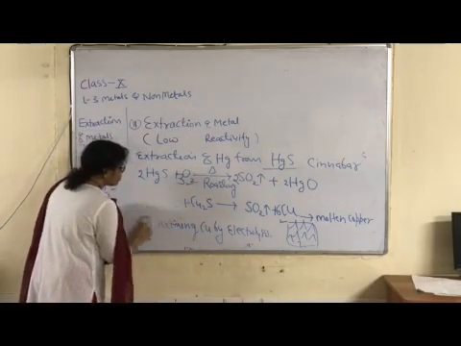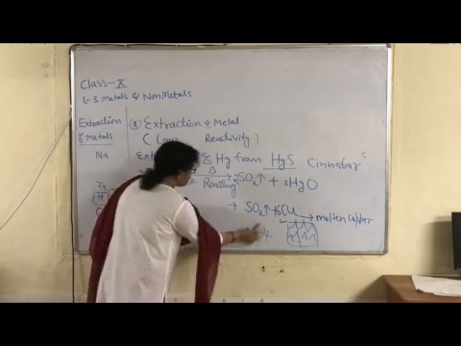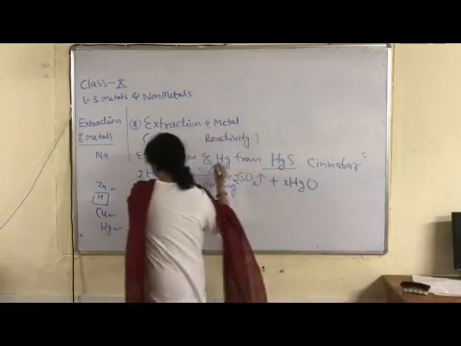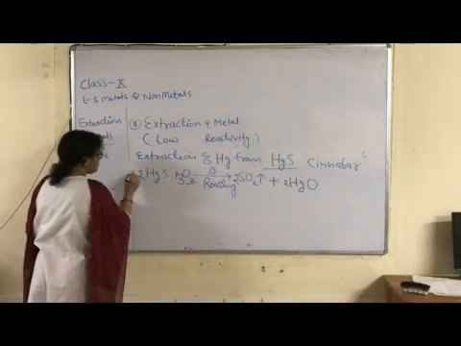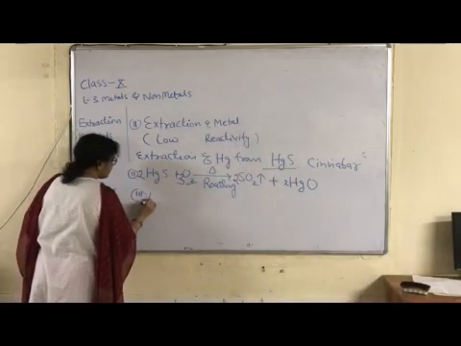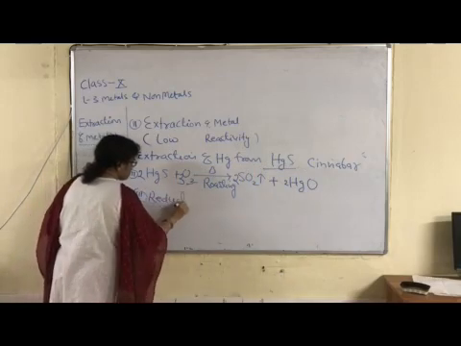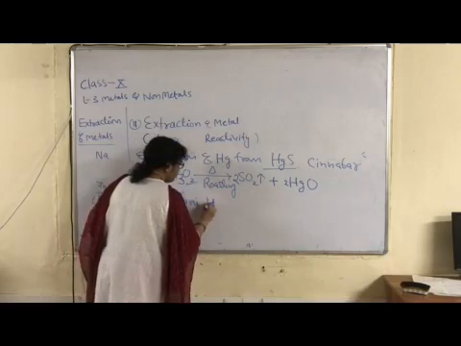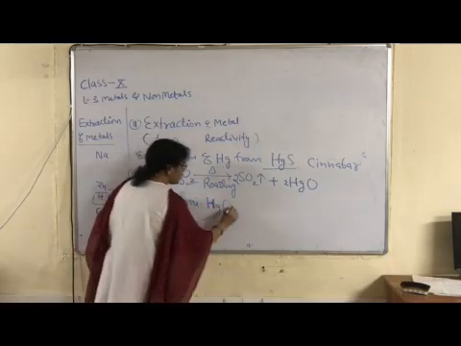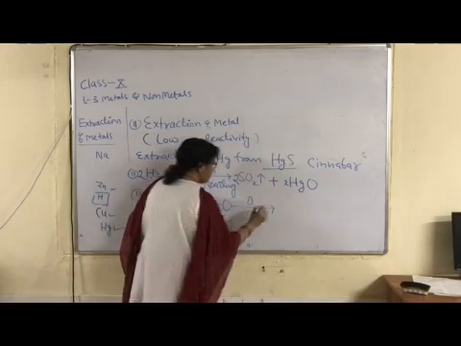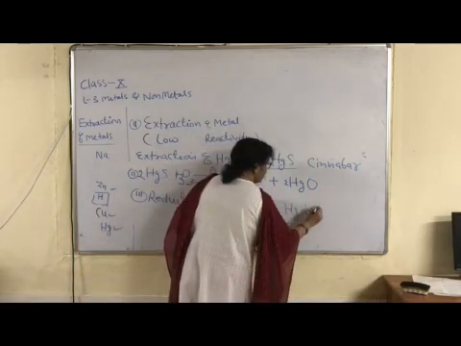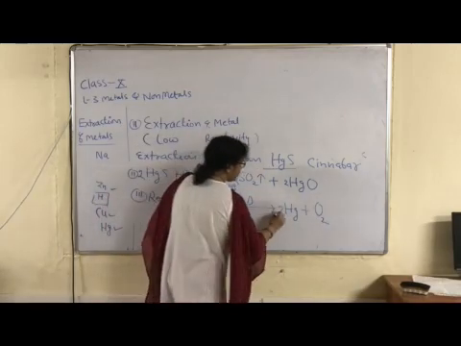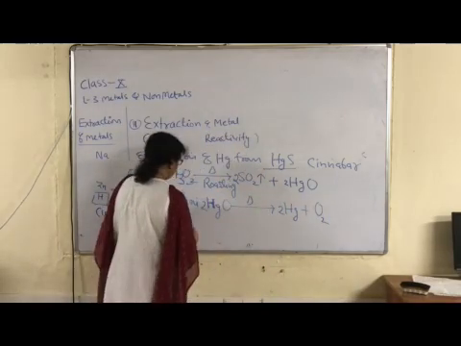Oxygen 4, 5, 6. Now this is balanced equation. After roasting, next step is reduction. Direct heating of mercuric oxide. Direct heating of HgO, it means mercuric oxide gives mercury metal plus oxygen. Now balance is twice Hg twice, this balanced equation.